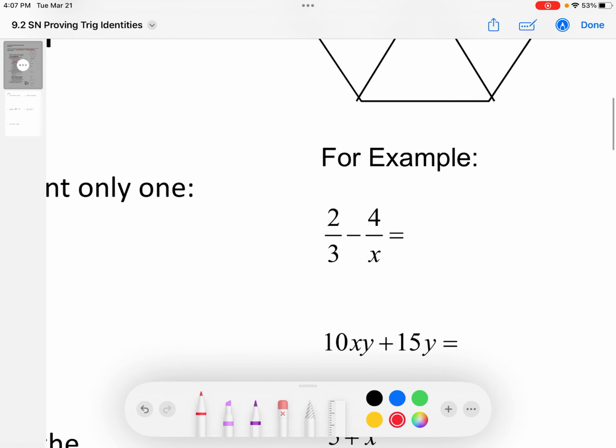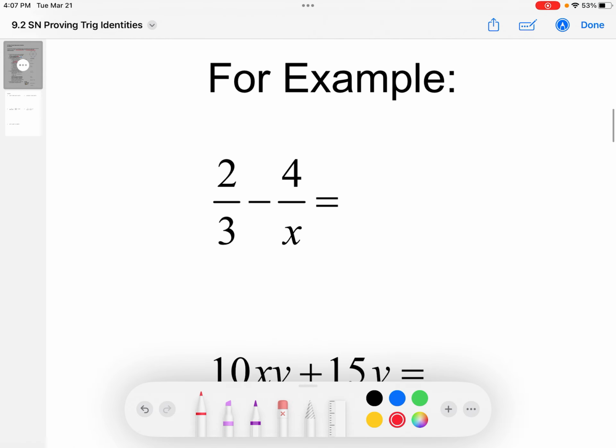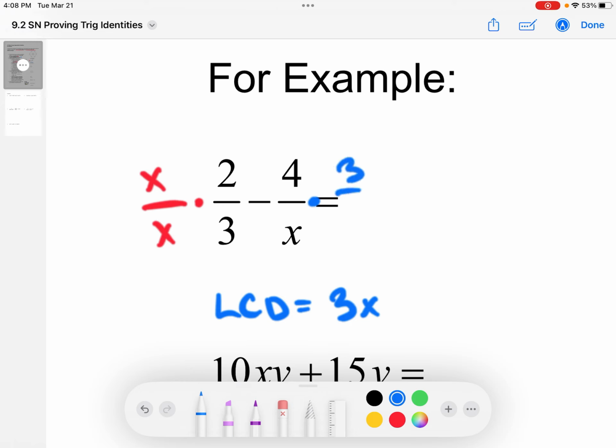Okay, common denominator, adding and subtracting fractions. Let's look at this example. 2 over 3 minus 4 over x. That common denominator, lowest common denominator, needs to be 3x, multiplying the two denominators we have together. So we need to multiply this first fraction by x over x. And we need to multiply this second fraction by 3 over 3.